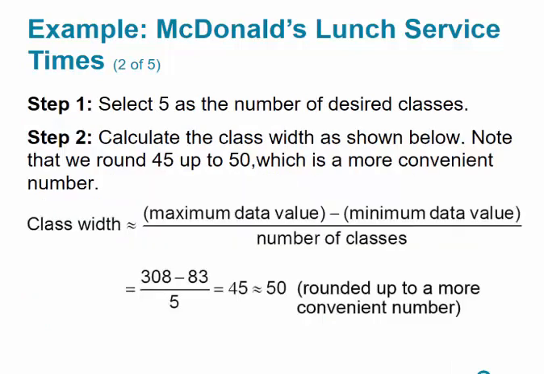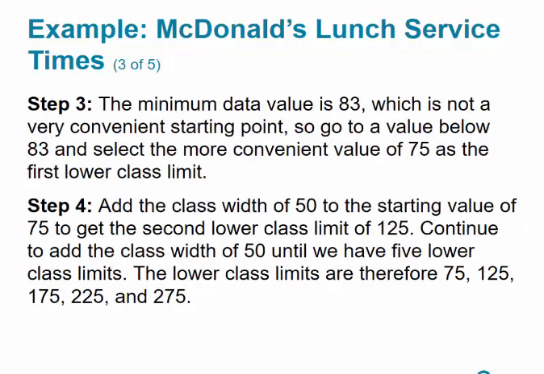Again, we're going to select 5 as the number of classes. That's like the default setting, if you will. We're going to calculate the class width as shown below. In this example, they took the max minus the min and divided by 5, and they got 45. I would just round up to 46. There's really no need to go up to 50. Then the minimum data value is 83. It says here that it's not a convenient starting point, but honestly, I don't see why not. So I'm going to follow what they say here, and then I'm going to do it slightly differently when I do it in Excel. So 83 is the minimum data value.